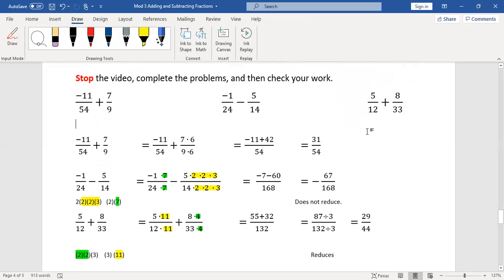So how did you do? Negative 11 over 54 plus 7 ninths equals 31 54ths. Negative 1 over 24 minus 5 14ths is equal to negative 67 over 168. 5 twelfths plus 8 33rds, the sum equals 29 over 44.